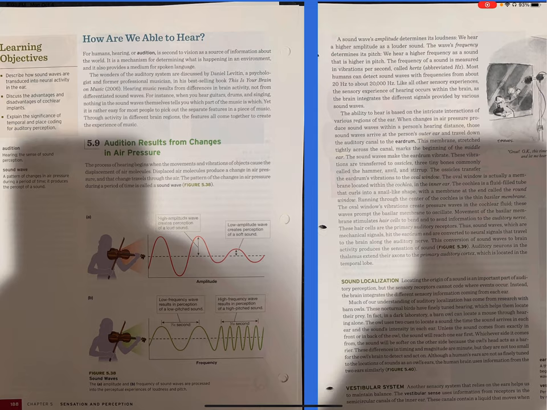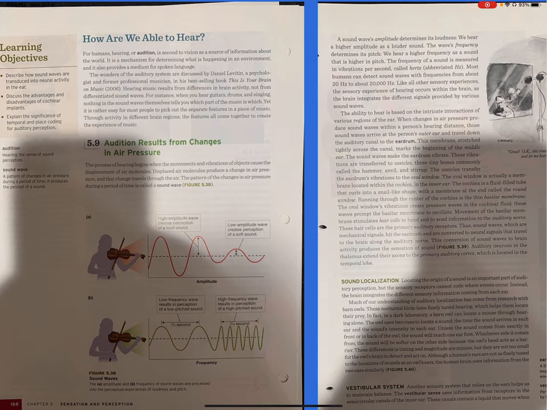Hearing music results from differences in brain activity, not from differentiated sound waves. For instance, when you hear guitars, drums, and singing, nothing in the sound waves themselves tells you which part of the music is which. Yet it is rather easy for most people to pick out the separate features in a piece of music. Through activity in different brain regions, the features all come together to create the experience of music.